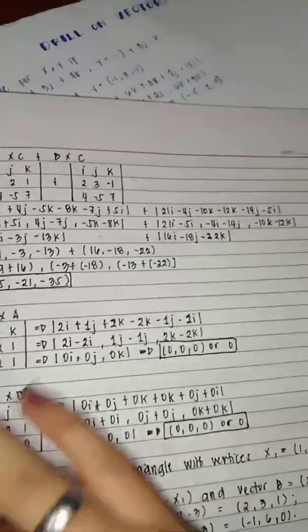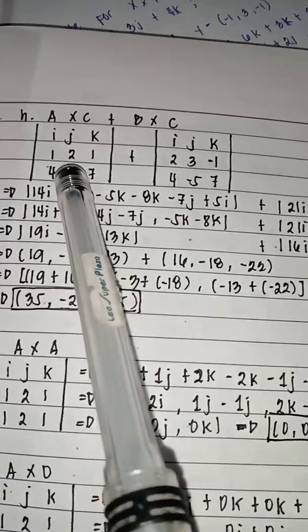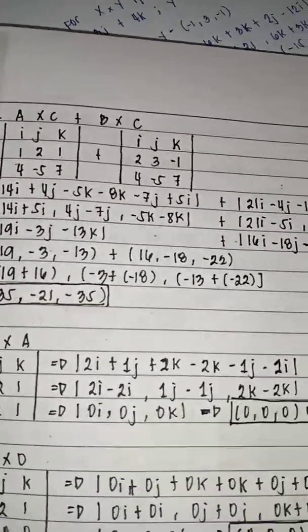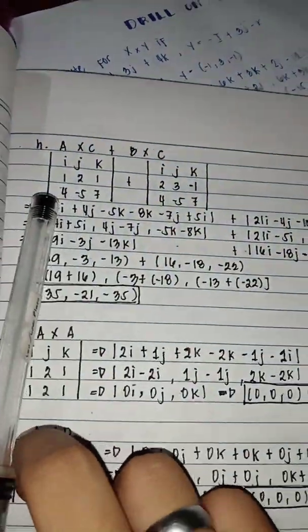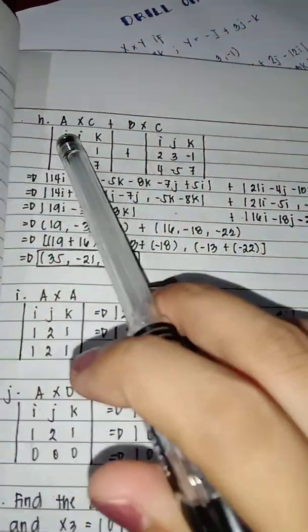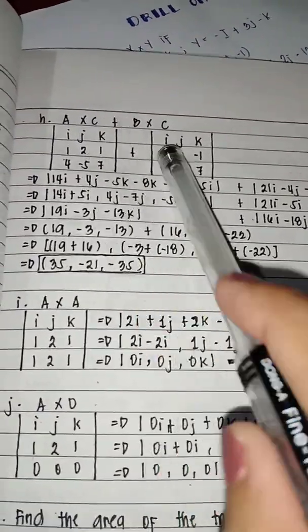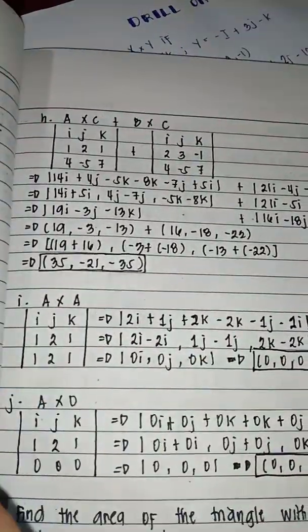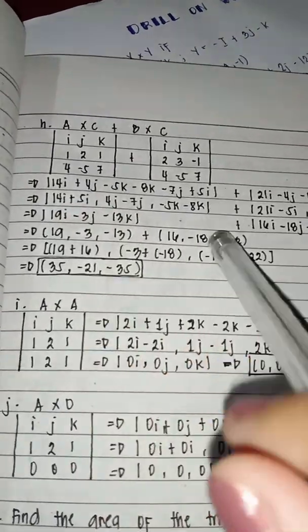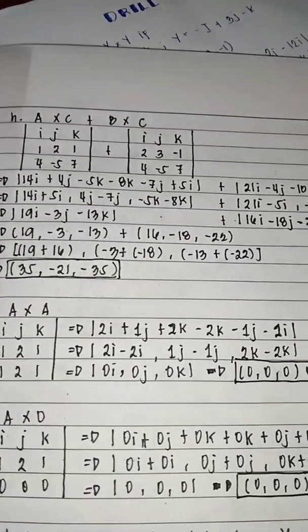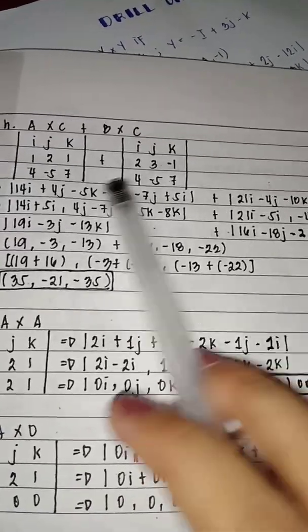So let's proceed to letter H: A cross C plus B cross C. So first we will get the answer of A cross C. Since the value of A is 1, 2, 1, and the value of C is 4, negative 5, and 7. To compute A cross C, we use determinants as follows.